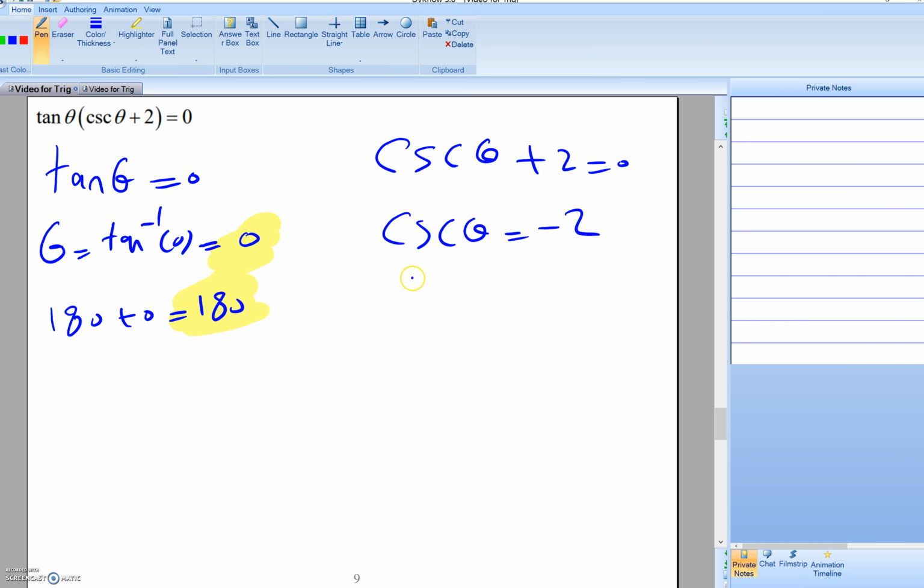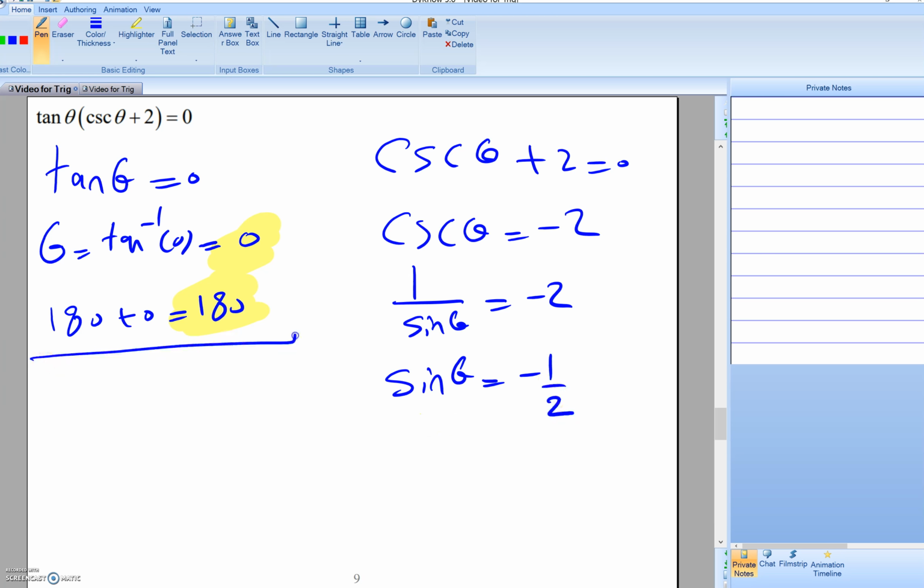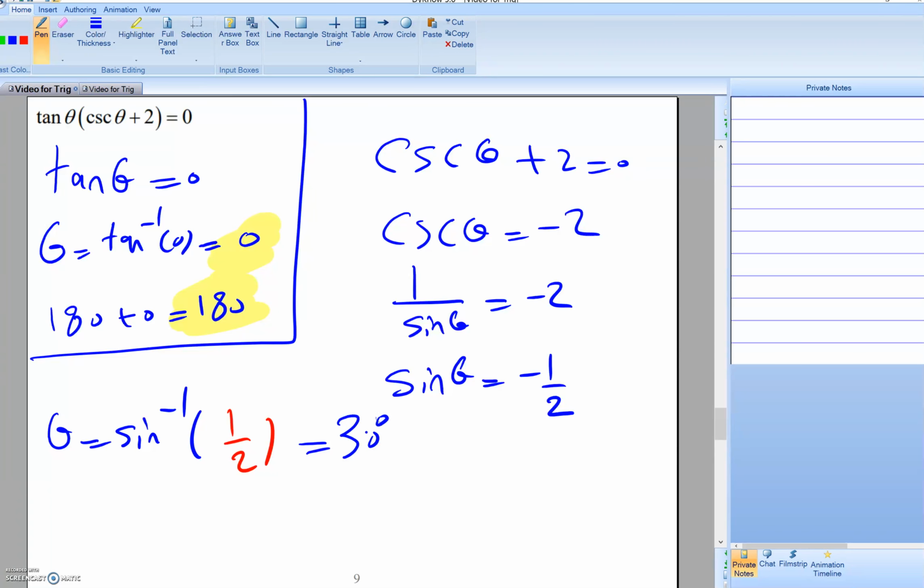minus 2, which means 1 over sine theta is minus 2, because my calculator doesn't have cosecant inverse, so I change it to sine. Okay, so sine theta is minus 1 over 2, okay? So I make a line here. So theta is sine inverse. I have to use positive value. I said if I have negative, I use positive. But then that's not my answer. 30 degree. This is not my answer.